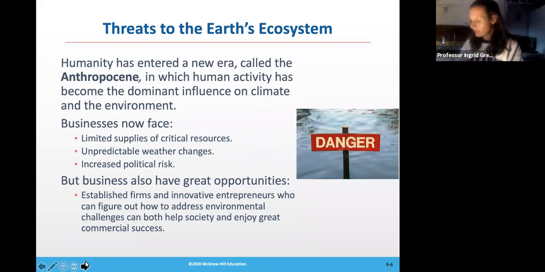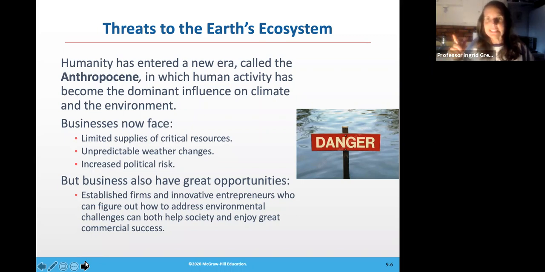Let's talk about the threats to the Earth's ecosystem. Let me just check my notes here so I don't miss anything. Okay, great. So here we talk about where humanity has entered a new era, the Anthropocene, a big word, in which human activity has become the dominant influence on climate and the environment. So now businesses face three things. Limited supply of critical resources. That's talking about our shortage of water here in California. We're in the middle of a huge drought.